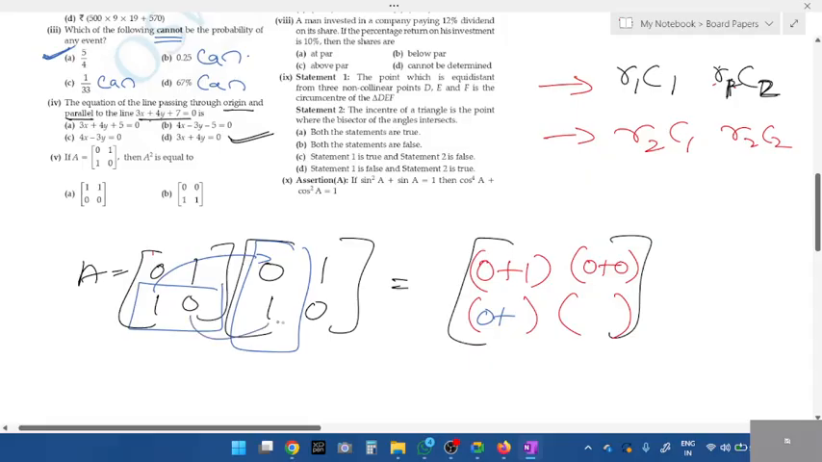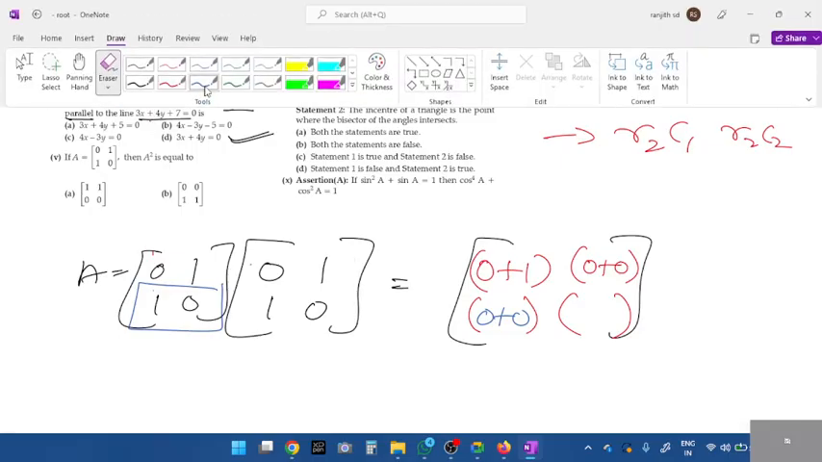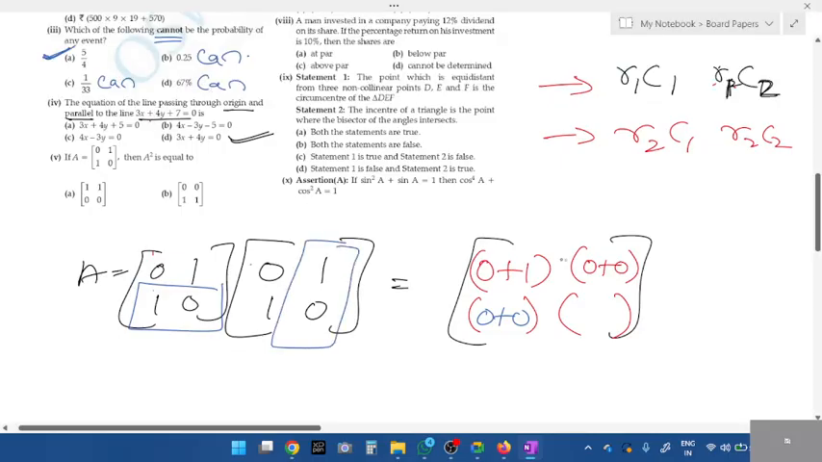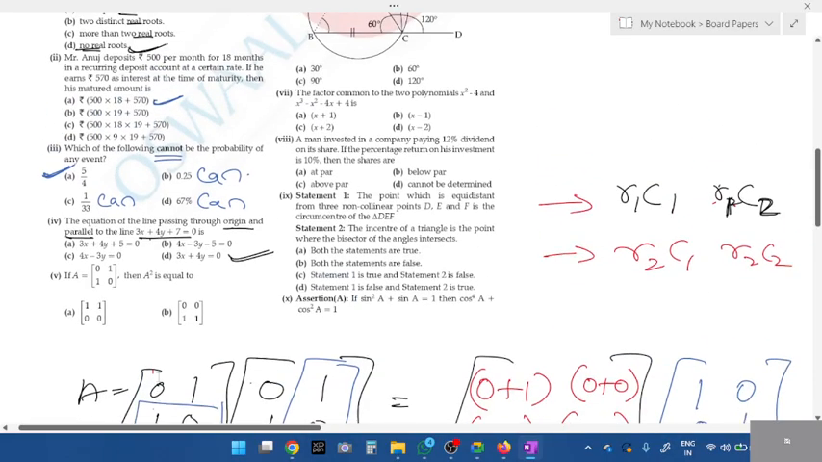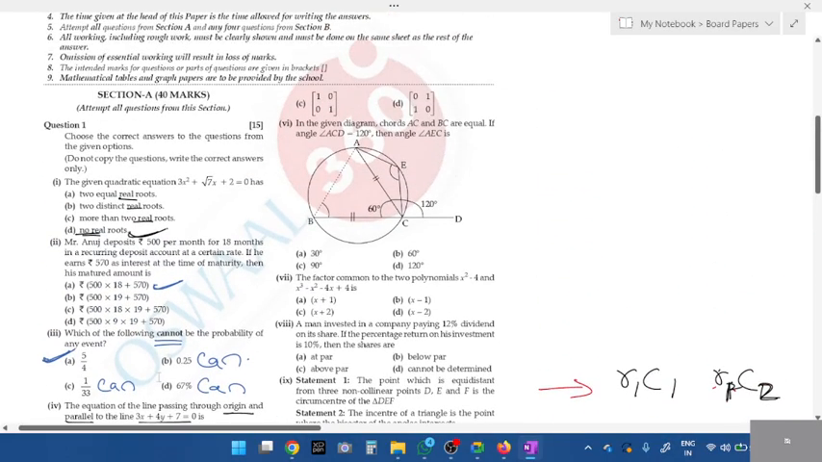Next, what is 1 into 0? Then 0 into 1 is 0. Next, which do you have to multiply? Second row, second column. Tell me. 1 plus. What's the answer here? Which option? It's not A and B. What about C and D? C is the answer. Clear?